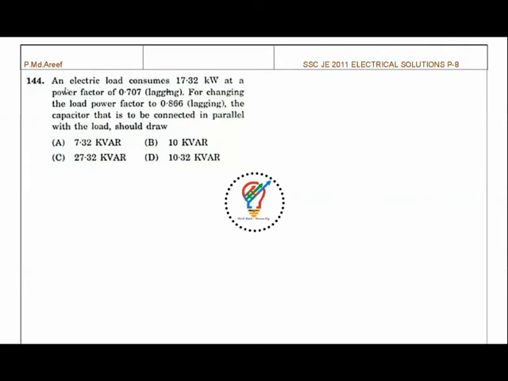The next question is, an electric load consumes 17.32 kilowatts at a power factor of 0.707 lagging. For changing the load power factor to 0.866 lagging, the capacitor that is to be connected in parallel with the load should draw what? That means compensation. So QC is equal to the total power in kilowatts into tan phi 1 minus tan phi 2. This is the standard formula.